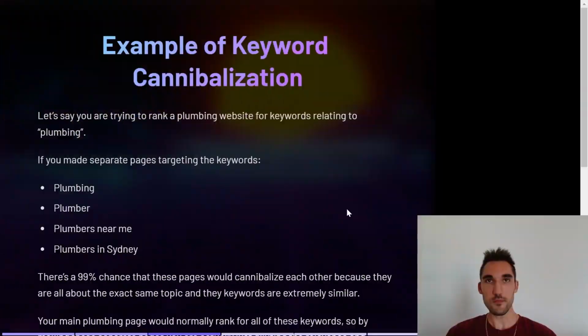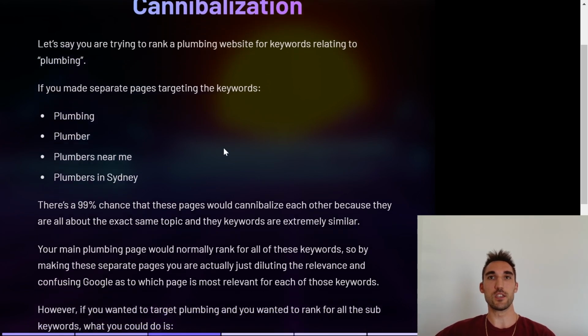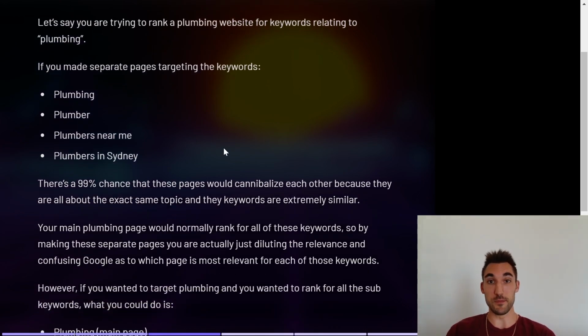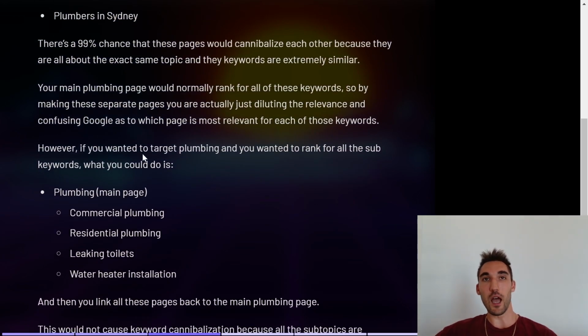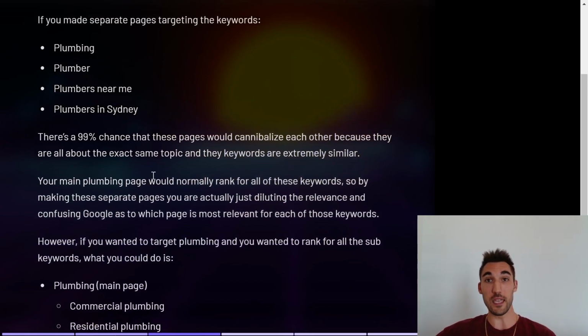Back to the video. Now, here's an example of what keyword cannibalization would look like. Let's say you're trying to rank a plumbing website for keywords relating to the word plumbing. So when someone types in plumbing, you want to show up. Now, if you've made separate pages targeting the keywords plumbing, plumber, plumbers near me, and plumbers in Sydney, there's a 99% chance that these pages are going to cannibalize each other because they're all about the exact same topic and the keywords are extremely similar.